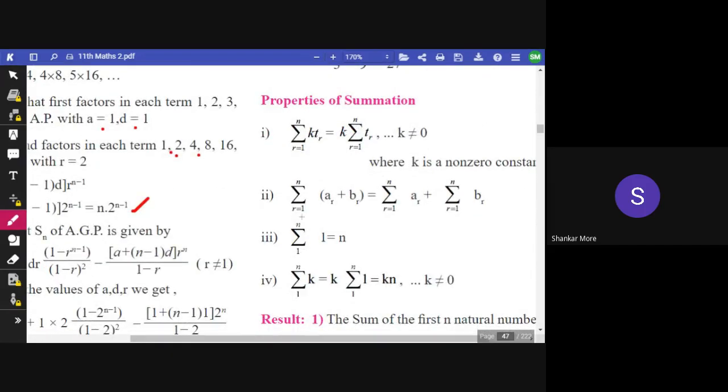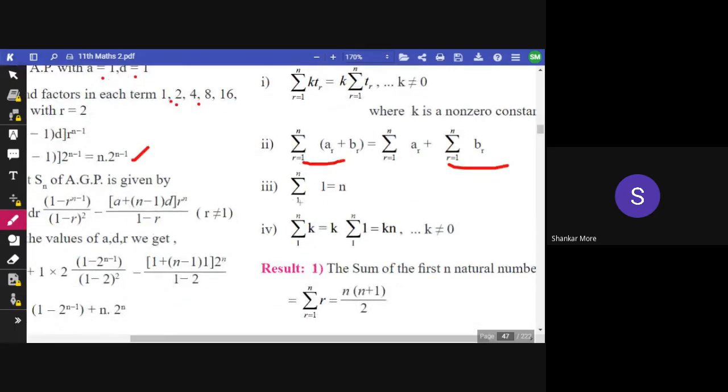See, summation of r equal to 1 to n of ar plus br. We can separate out summation of ar and summation of br. Summation of 1 to n of 1 is n. Summation of 1 to n of k, k can be taken out, and we know that summation of 1 to n of 1 is n, so it is kn, where k must not be 0.